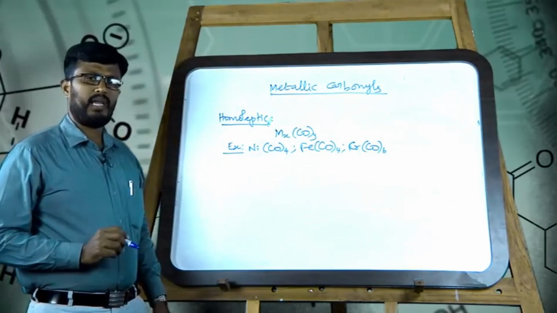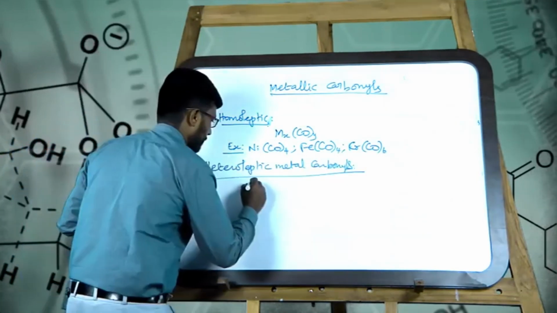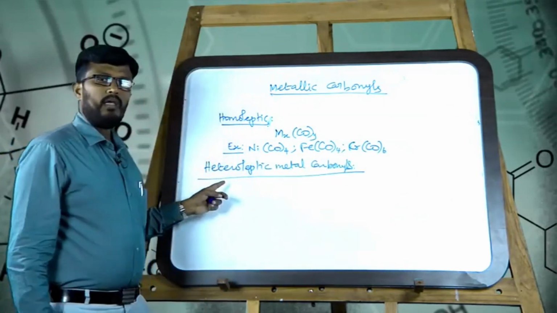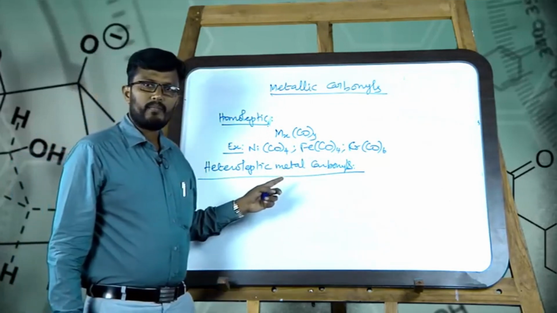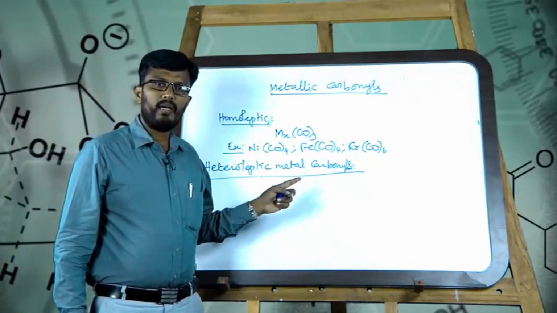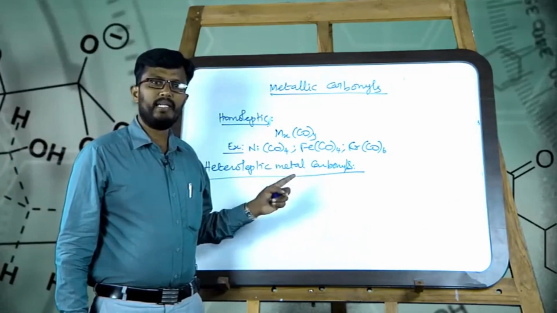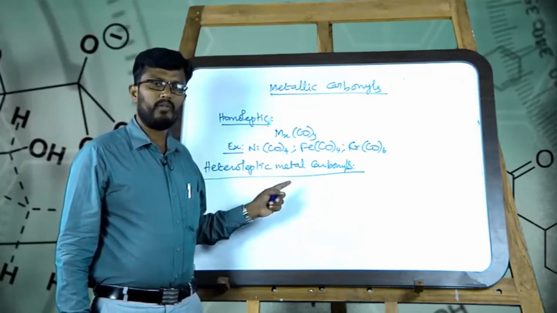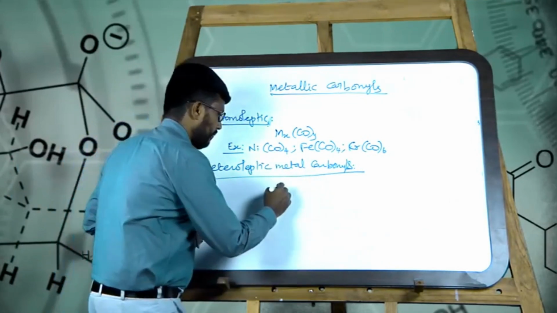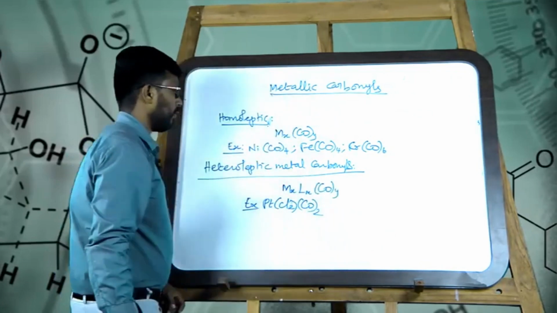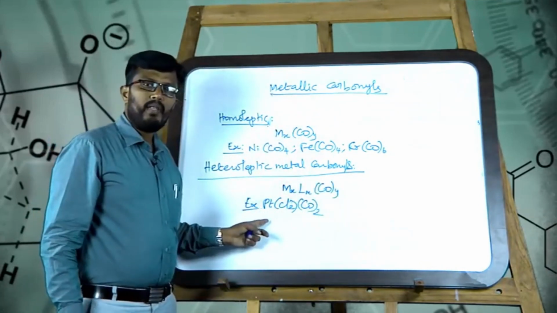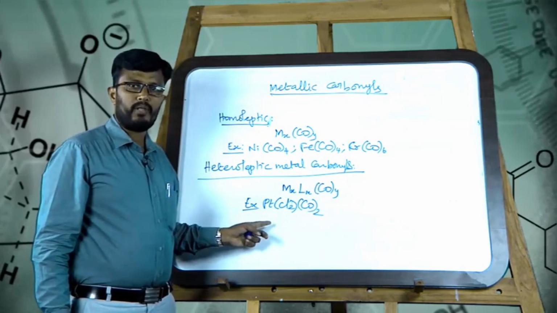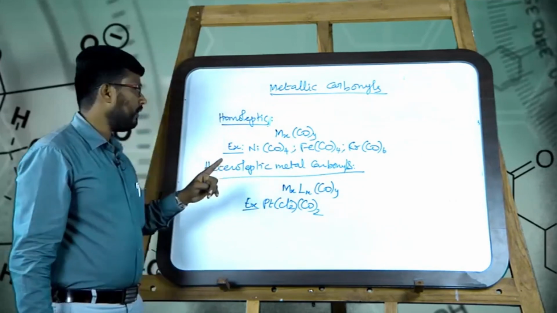The next one, heteroleptic metal carbonyls. In heteroleptic metal carbonyls, more than one type of ligand is present. This is an example of heteroleptic metal carbonyls.